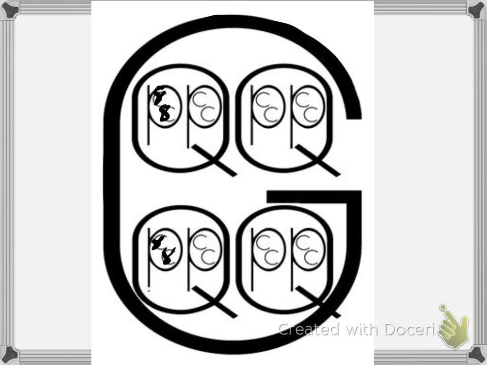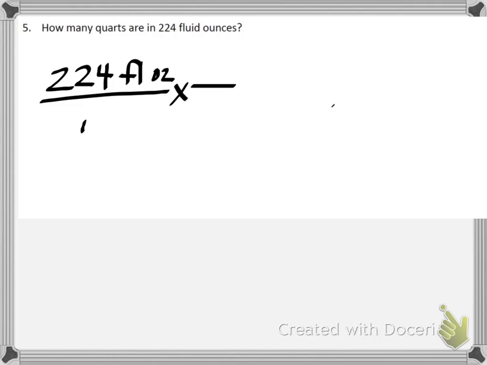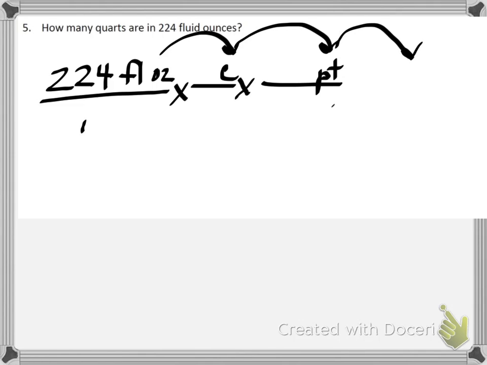So using this diagram, we can see that we are starting with fluid ounces, and we're going to have to go in steps to get to quarts. We're going to first of all have to make cups, then make pints, then make quarts. So we're going to have several things. So we're going to go from ounces, then we're going to go to cups, then we're going to go to pints, then we're going to jump to quarts. So that's going to allow us to get our answer.